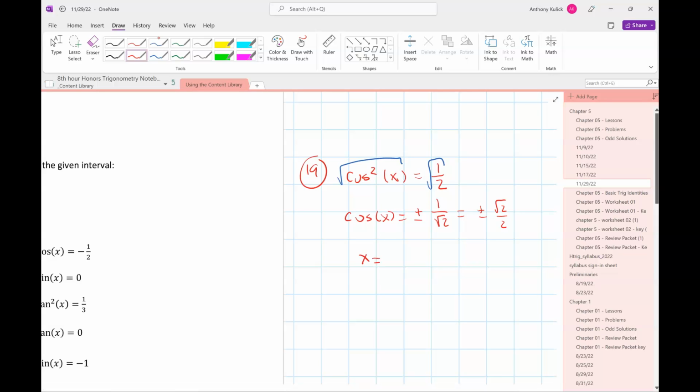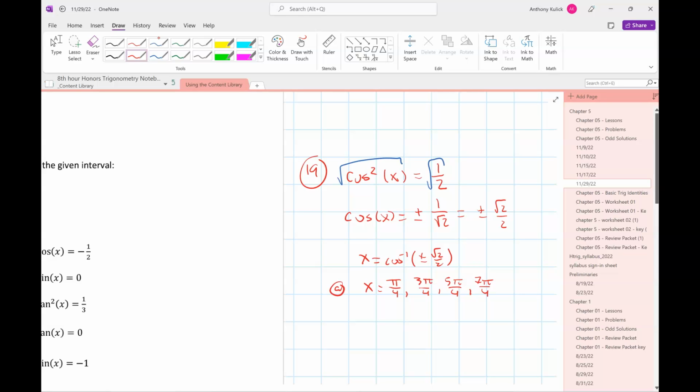So I'm looking for where x is equal to the cosine inverse of plus or minus root 2 over 2. So if I go to the unit circle and look for the x coordinate, where it's root 2 over 2 or negative root 2 over 2, that's pi over 4, 3 pi over 4, 5 pi over 4, and 7 pi over 4. That's my answer for part A.